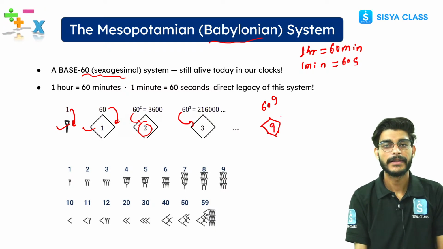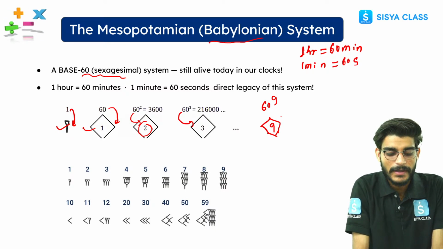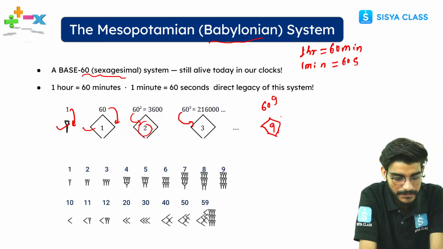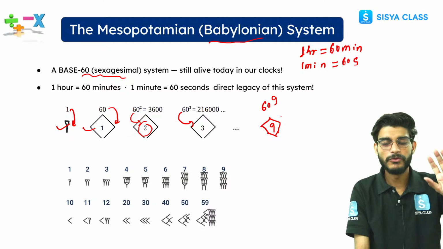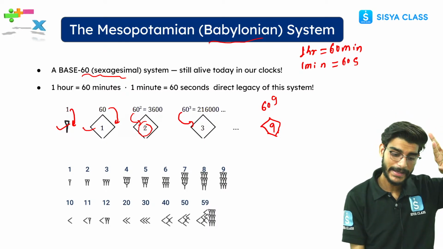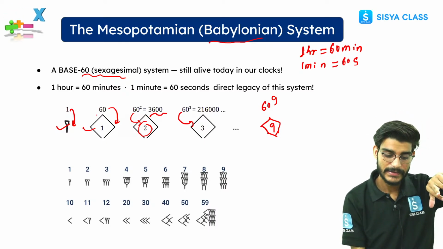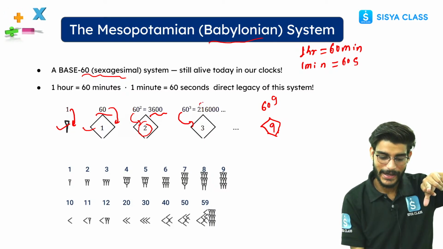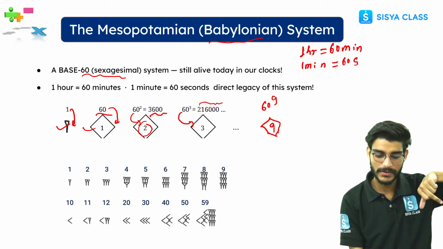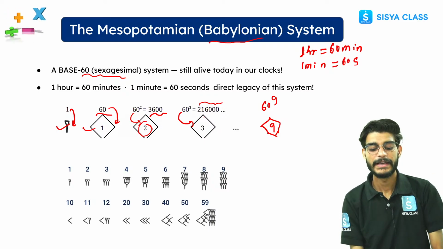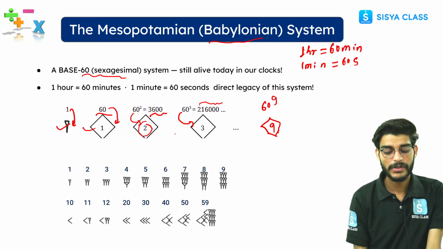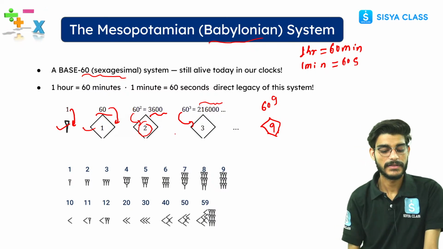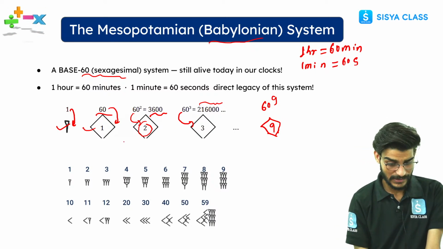They will write 9 in between. Okay, so this is a little bit easier than before, but it will still have some limitations. This is how you will denote bigger numbers like 3600, 60, 20, 2,16,000. This is how you will denote 60 to the power 3. So this is how you will denote it.